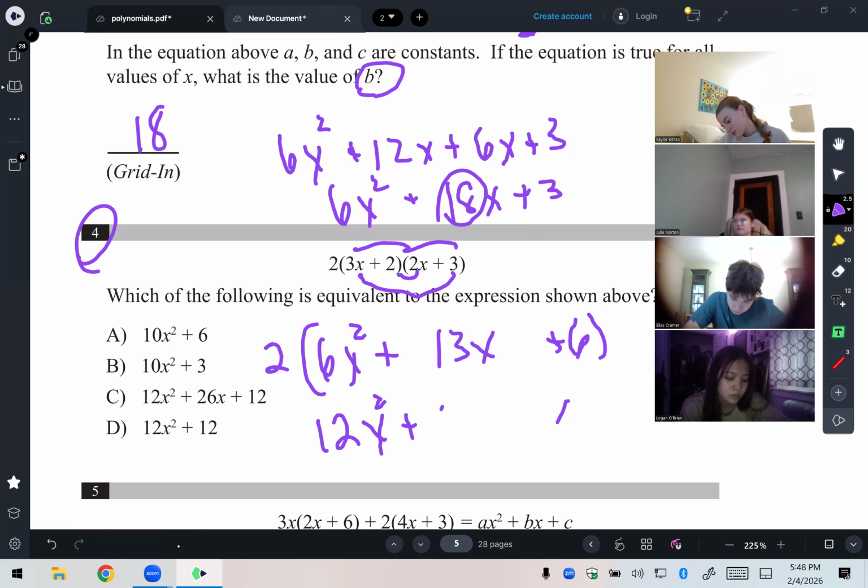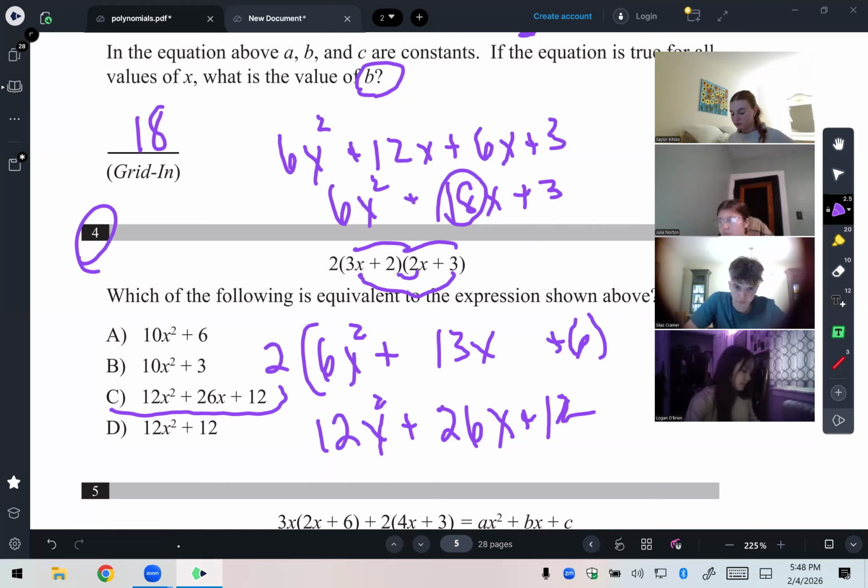So then when I multiply it by 2, I get 26x plus 12. And so it's beginning to look like C. We're just trying to give you every kind of problem you might encounter with polynomials. Okay, let's try one more here.